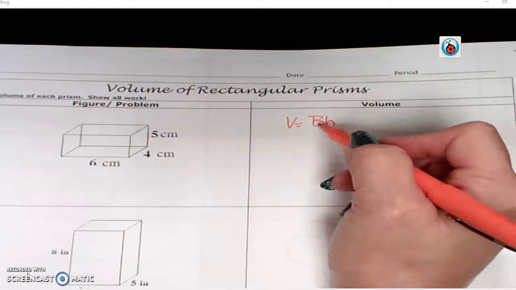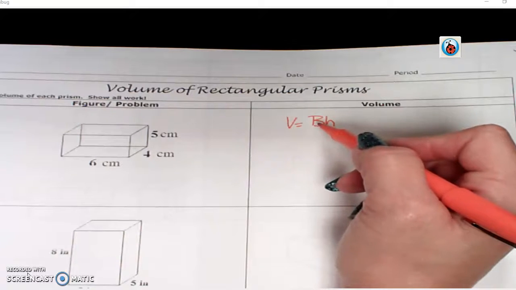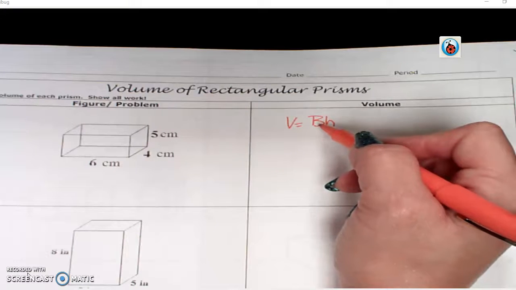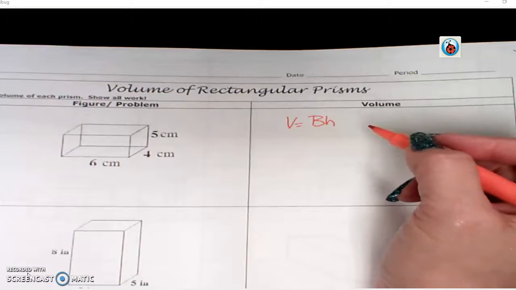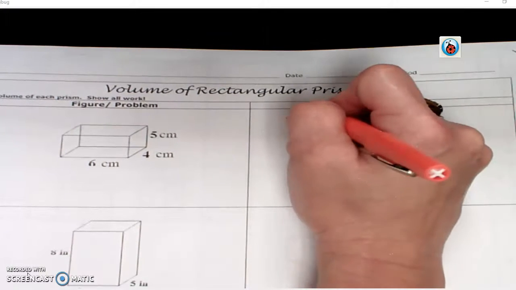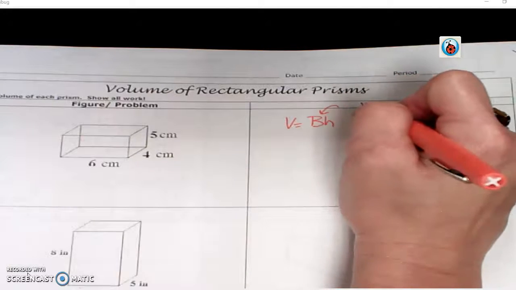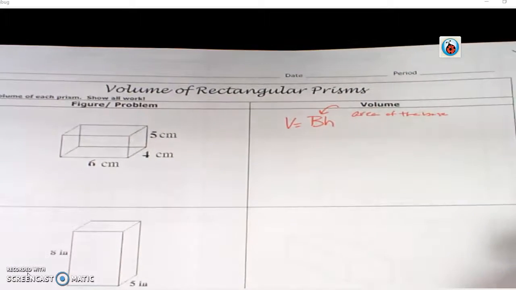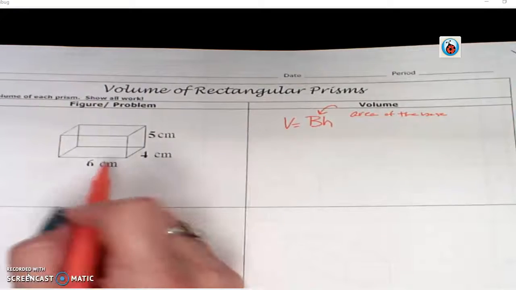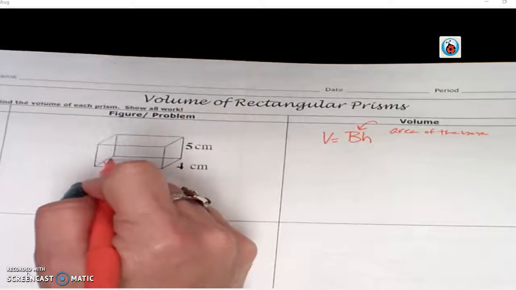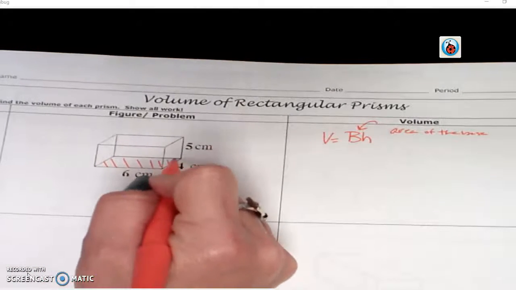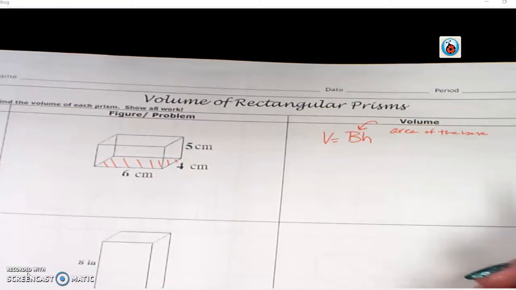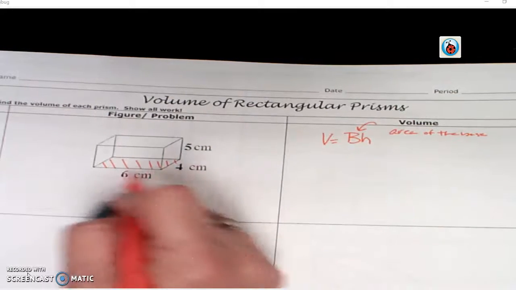Some of you were trying to put a capital B in your formula when you were finding area of triangles or parallelograms, and I kept telling you don't use a capital B because it means something else. This capital B actually means area of the base. So when you look at this rectangle right here, the base, if you want to say, is that bottom piece right there, which is a rectangle.